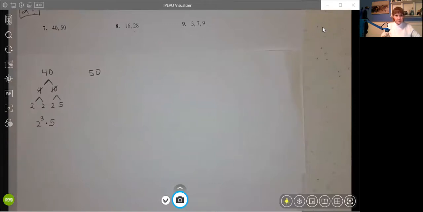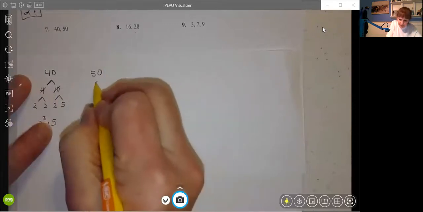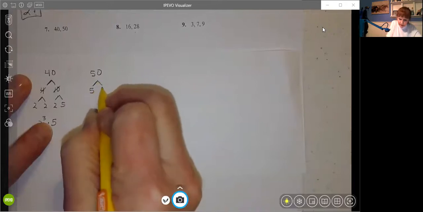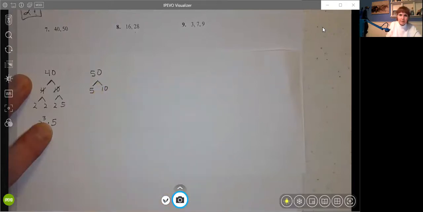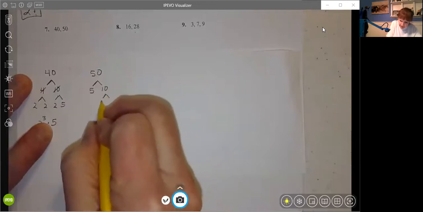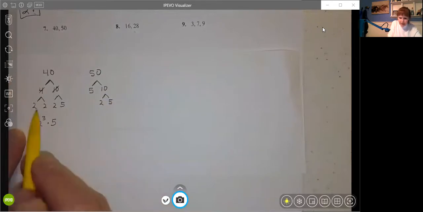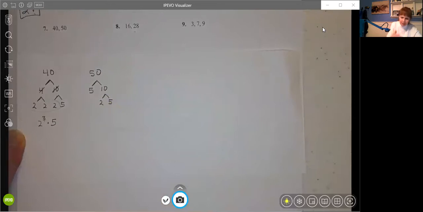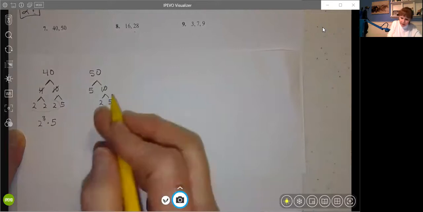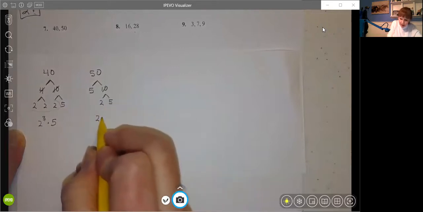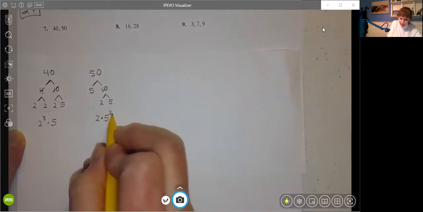So let's do the 50, break it into primes. 5 times 10, you could have used 25 times 2. Ultimately, you'll get the same primes. 2 times 5. Notice I am using exponents though to write this. That is something that you'll need to do. So I broke it into primes. And so I have 2 times 5 squared.